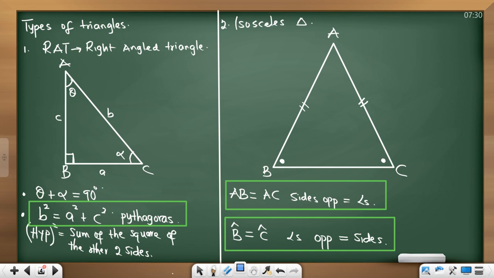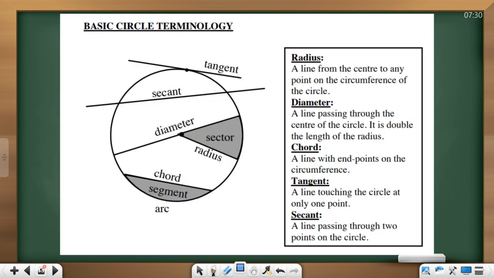Okay, so these are the little things that we are going to look at for now when it comes to triangles. The right angle triangle, the theorem of Pythagoras there, isosceles triangle. Please, we don't use the word isosceles. We talk about sides opposite equal angles and angles opposite equal sides. So we are done with triangles. I'm going to run quickly now. I hope that makes sense.